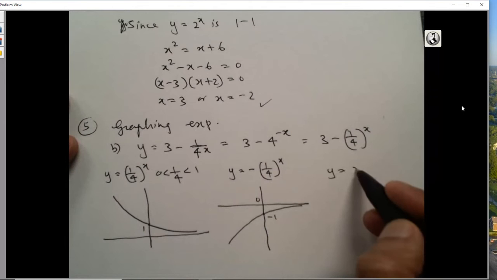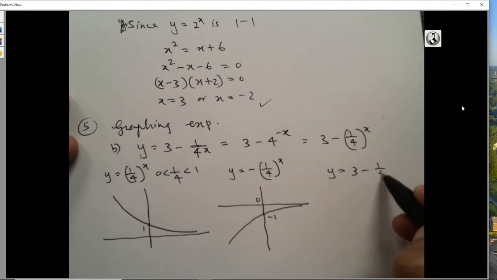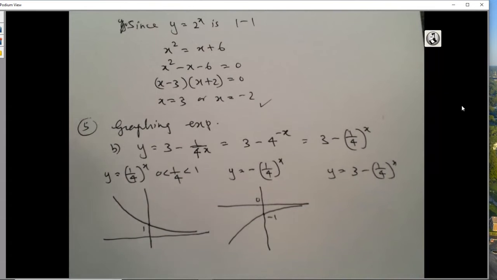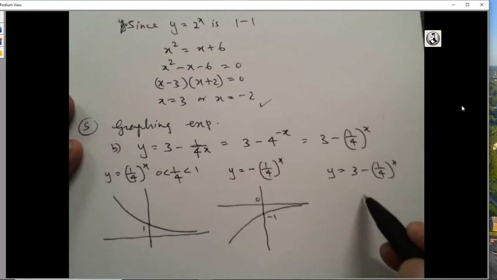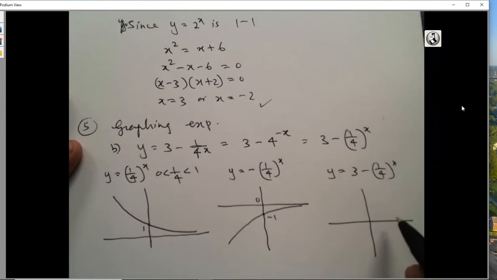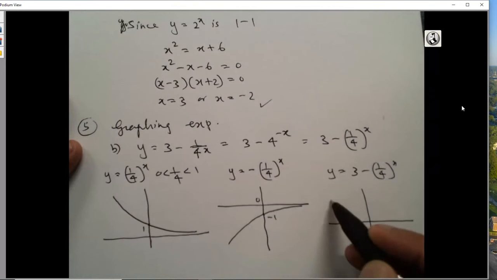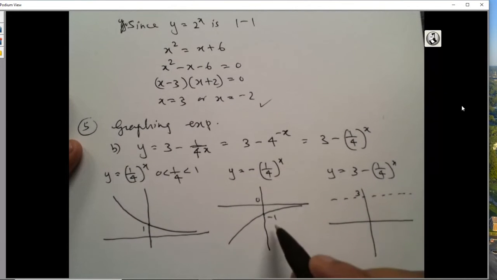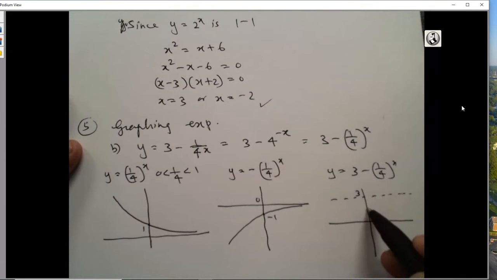And then finally, y equals 3 minus (1/4)^x. That's gonna add 3 to the graph. That means you're gonna move the whole graph 3 units up. So you're gonna move this 3 units up. The asymptote now goes from 0 to 3. And then the negative 1, if you add 3, is gonna go to 2.